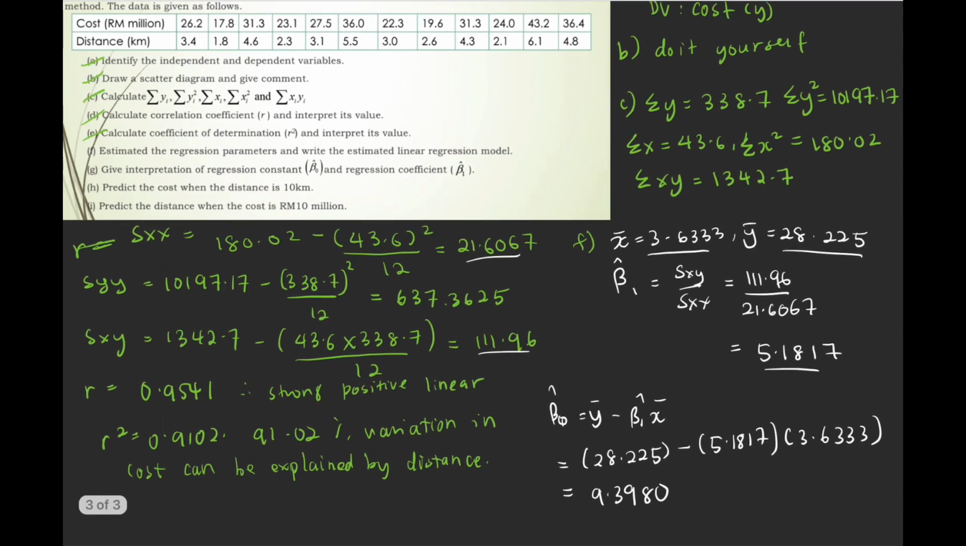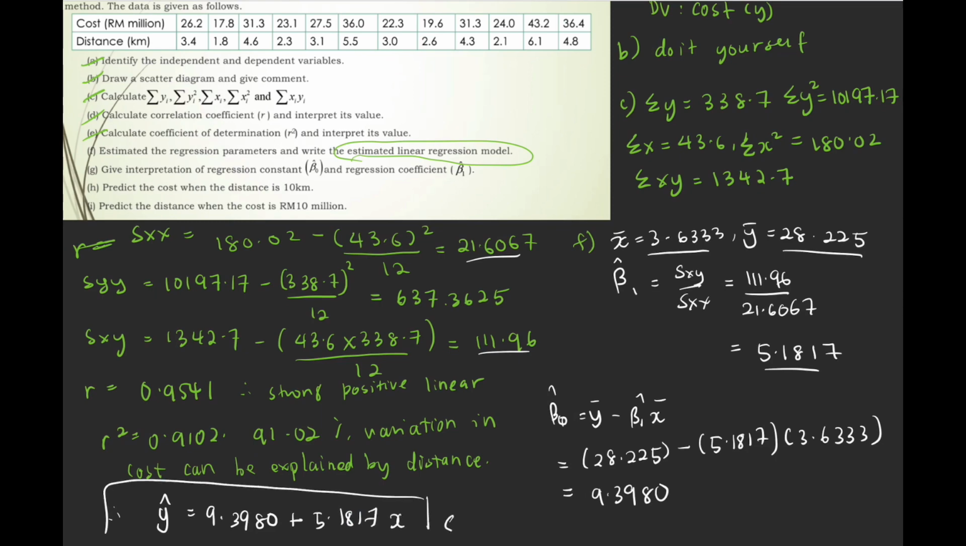Okay, so write the estimated linear regression model. So the estimated linear regression model is y cap is equal to 9.3980 plus 5.1817x. This is your simple linear regression model. Okay, so continue here. Y cap is equal to 9.3980 plus 5.1817x. This is our equation just now.